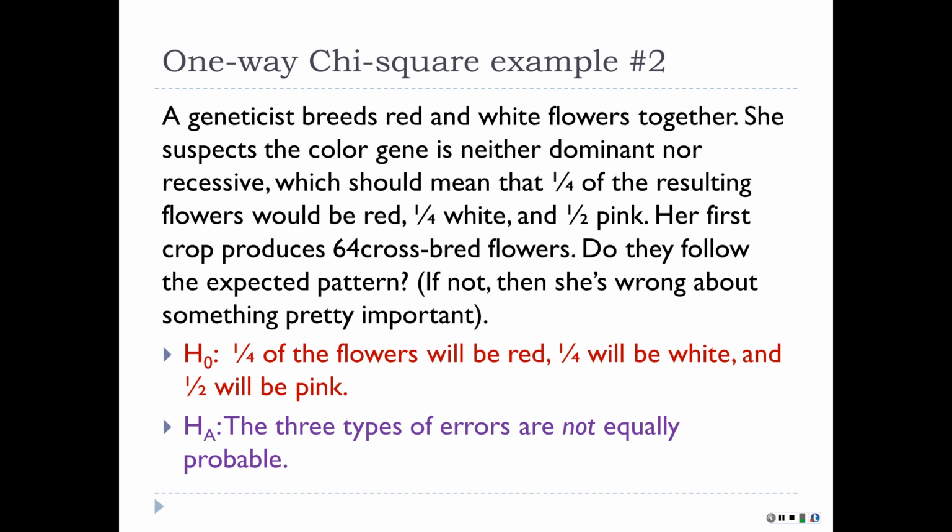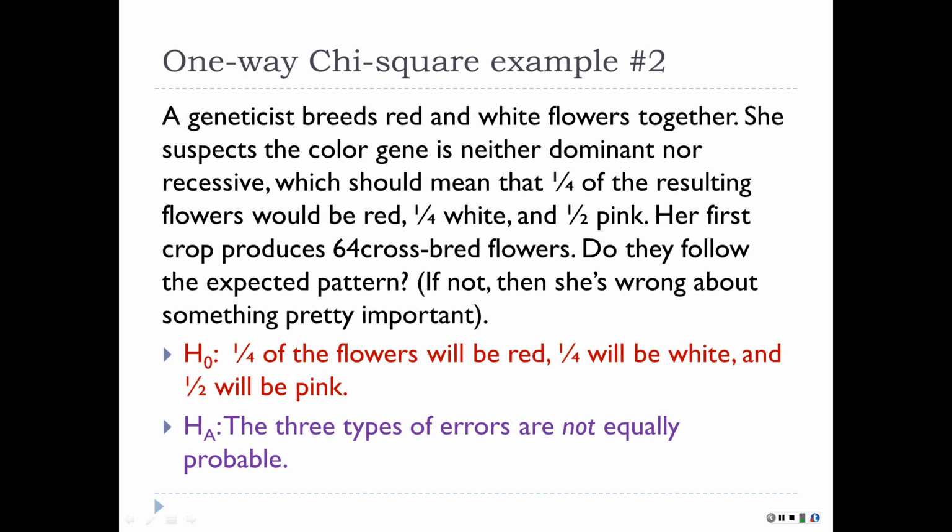So let's take example number 2. A geneticist is breeding red and white flowers together, and she suspects that the color gene is neither dominant nor recessive, which should mean by Mendelian genetics that exactly 1/4 of the resulting flowers would be red, 1/4 of them should be white, and 1/2 pink. But I mean, that's population values. Those proportions should show up over millions and millions of flower breedings. In a small sample, it'll be slightly different. So her first crop produces 64 crossbred flowers.